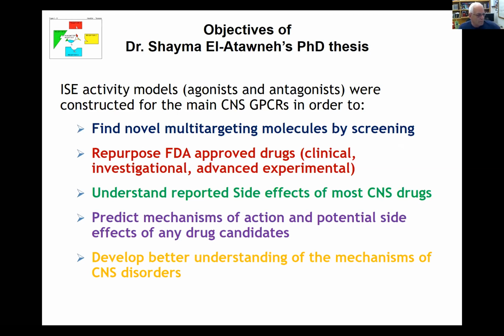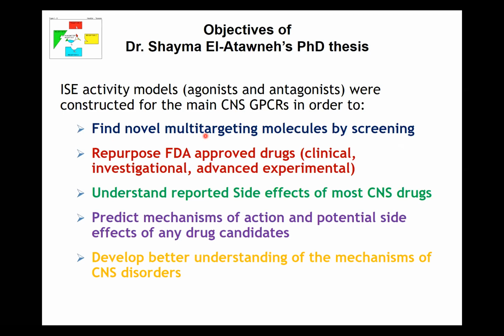What Shaima did is to construct ISE activity models for agonists and antagonists of each of about 30 receptors, which are part of the 6 main families of GPCRs in the central nervous system. The idea was to construct those models in order to find novel multi-targeting molecules by screening. If we have models for 30 receptors, both for agonists and antagonists, that's about 60 models altogether. Once we have those models, we can pass millions of molecules and find out where they would be potential hitters, either as agonist or antagonist, and sometimes agonist at one receptor and antagonist in another one.